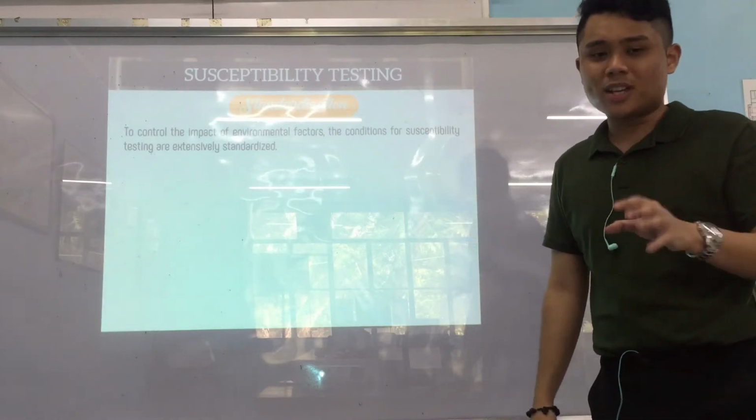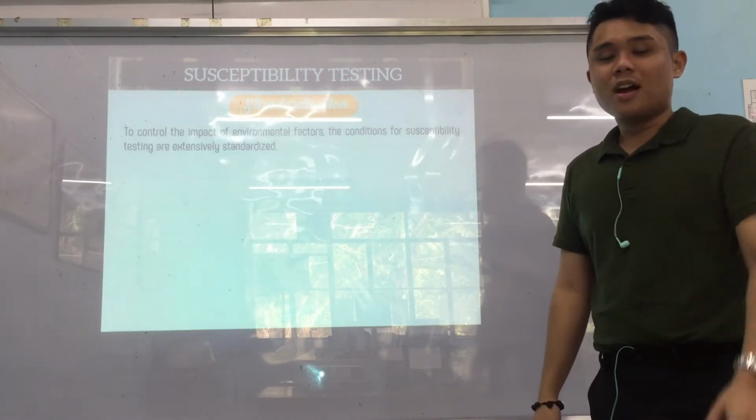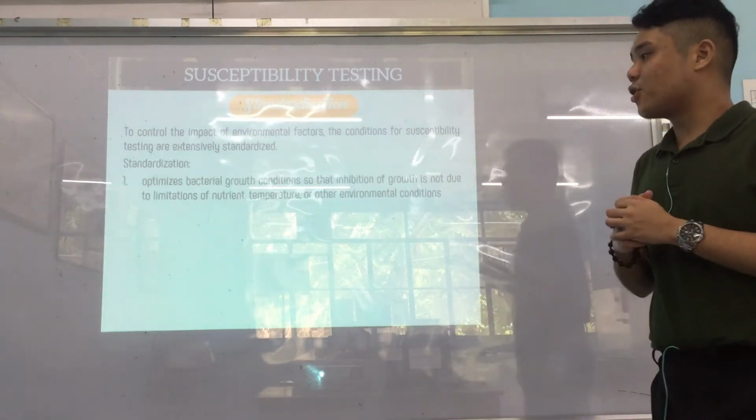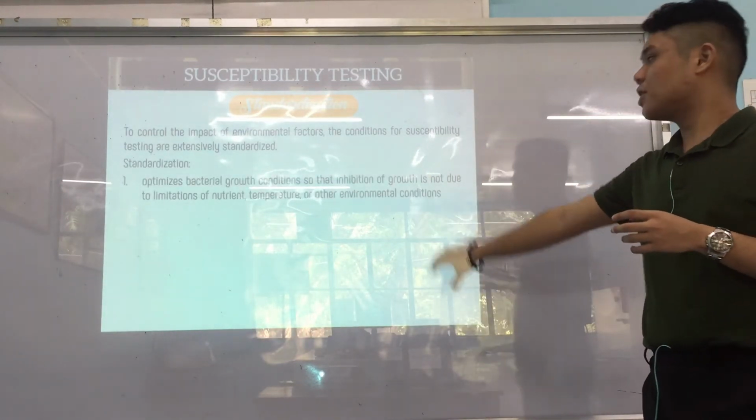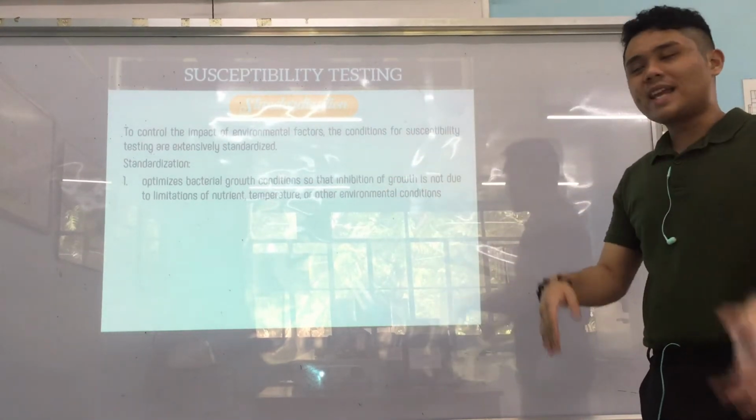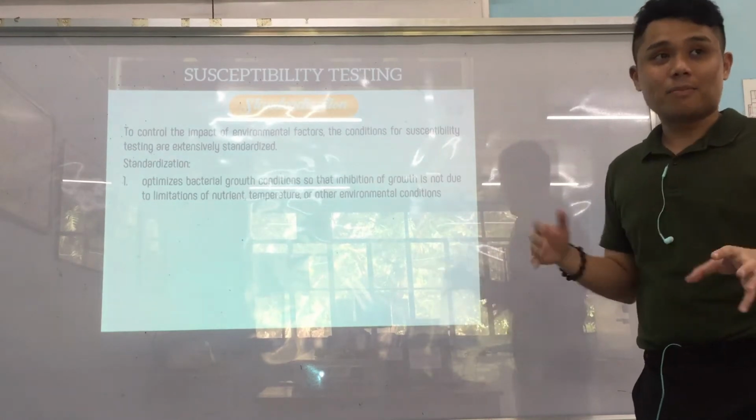So it needs to be standardized before we start with any method of AST. Standardization optimizes bacterial growth conditions so that the inhibition of growth is not due to limitations of nutrients, environmental factors, or temperature.